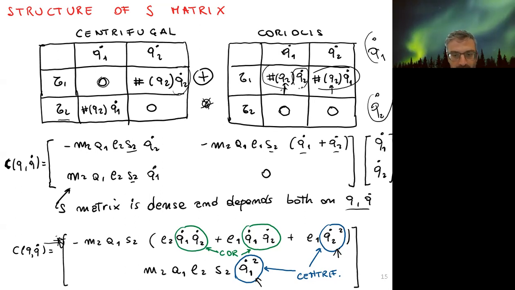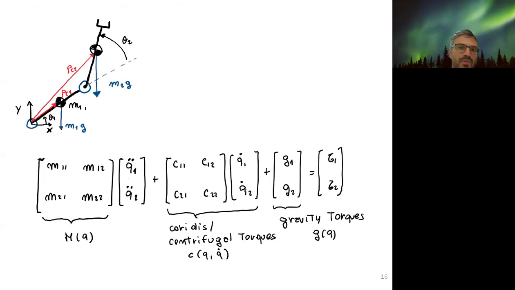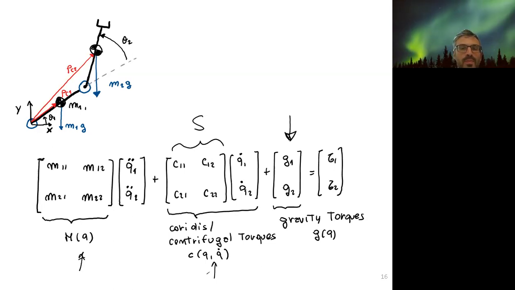Okay. Then if we put everything together, we get the final model that represents the dynamic model for a 2 degrees of freedom robot with rotational joints, where we have the inertia matrix, we have the Coriolis and centrifugal torques, that is the S matrix times q1 dot and q2 dot, and you have the gravity torques and the joint torques vector, which is on the right side.